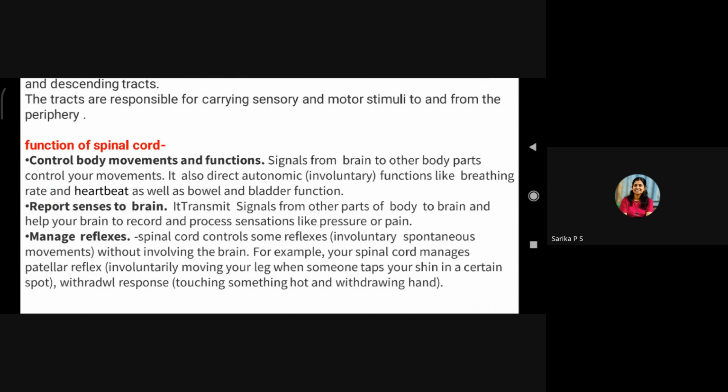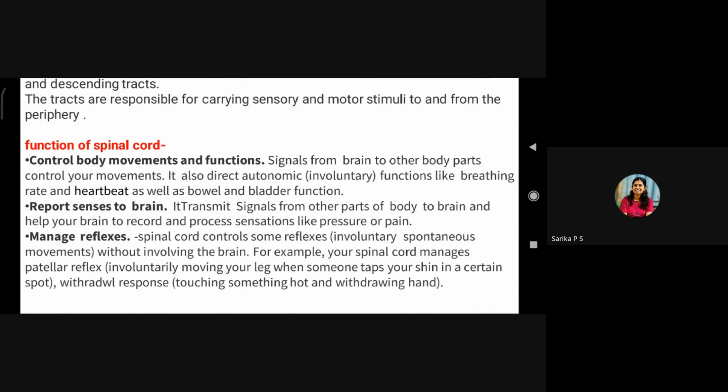Now, manage reflexes. Yes, this is a very, very important part of spinal cord, that spinal cord controls some reflexes, involuntary spontaneous movements. So, what are reflexes? Reflexes are involuntary spontaneous movements. So, we are not aware, we do not want to do that, but we do it due to reflex action.